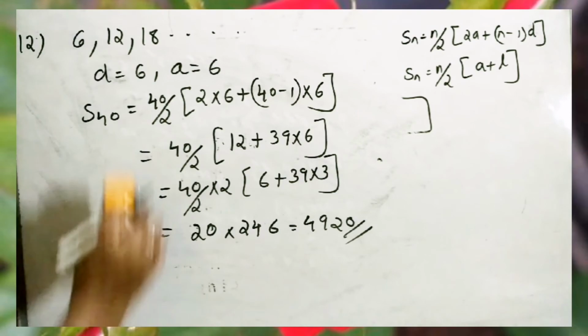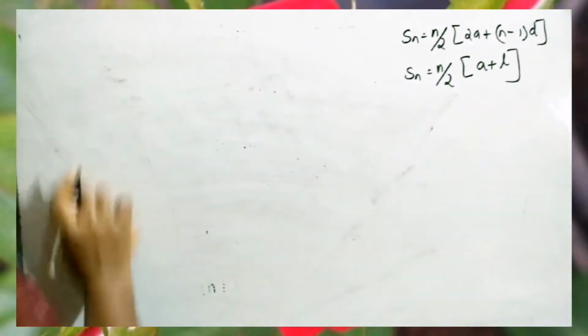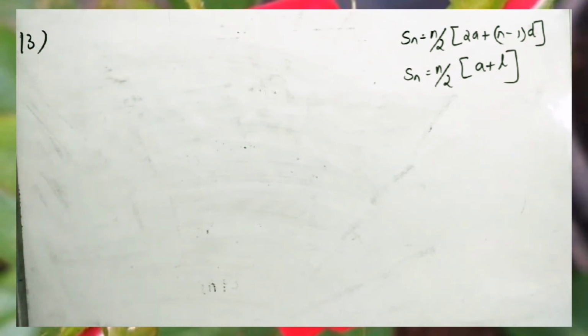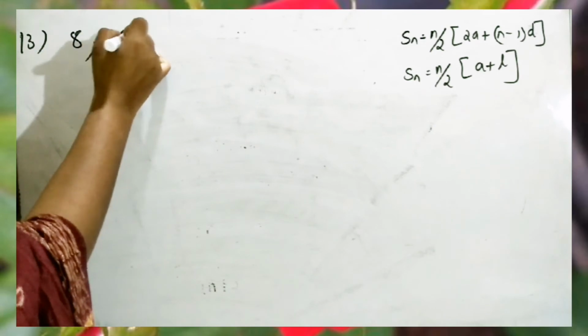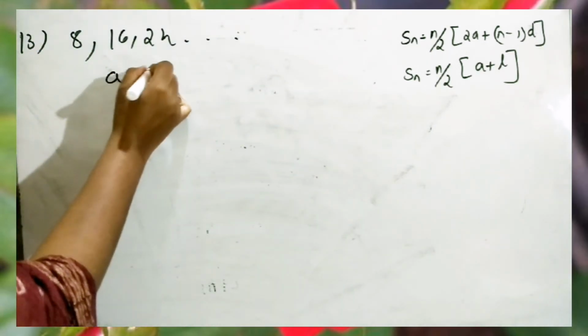Now 13th question. Find the sum of the first 15 multiples of 8. So the first multiple of 8 is 8. Second multiple is 16. Then 24, etc. This is also an AP with A is equal to 8 and D is equal to 8.